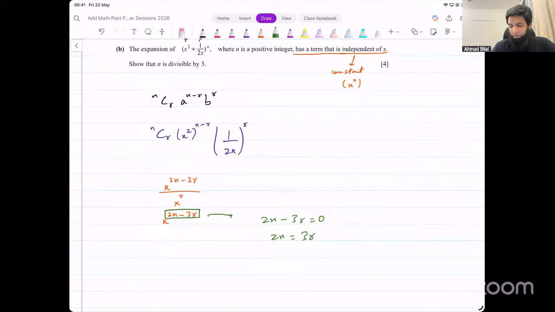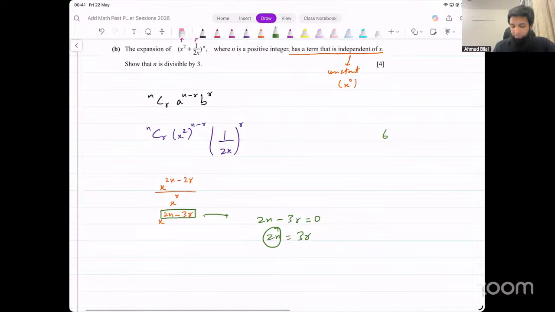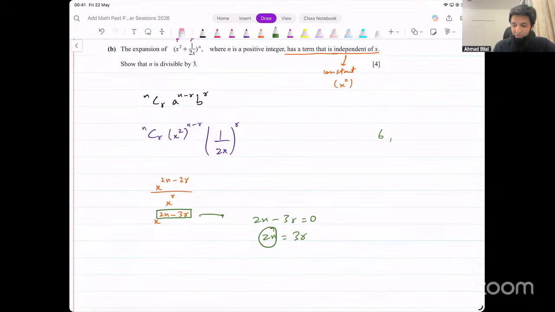multiple of 3, right? Because if 6 is a multiple, then 3 is also a multiple. Because 2n means an even number. 6 is a multiple, so 3 is also a multiple. 12 is a multiple, 6 is also a multiple. 18 is a multiple, 9 is also a multiple. Yeah, so that makes sense. We should be able to prove it like this.